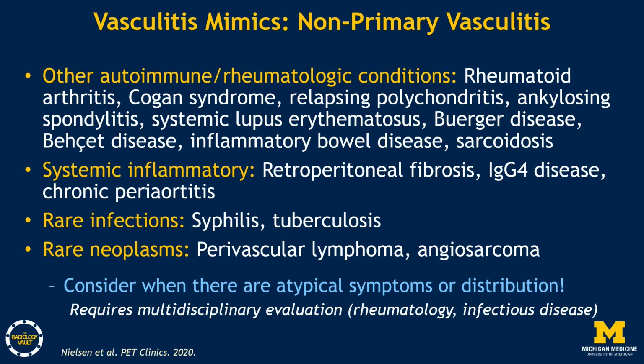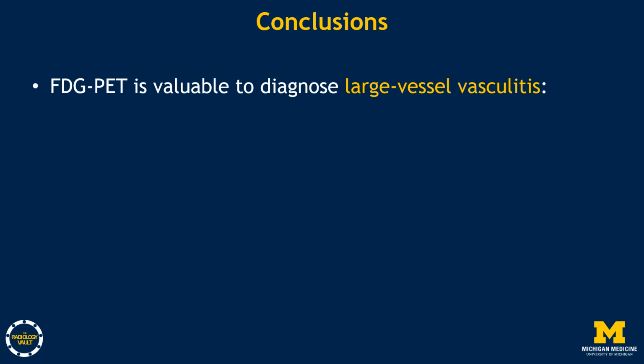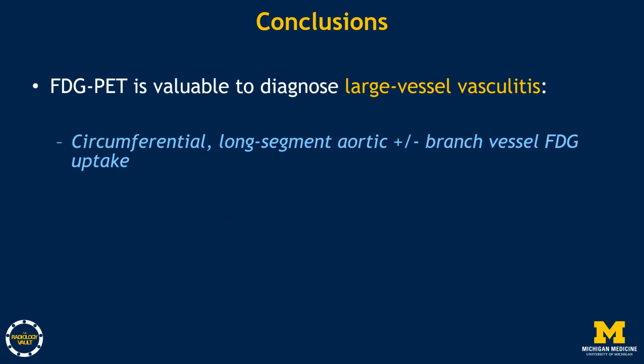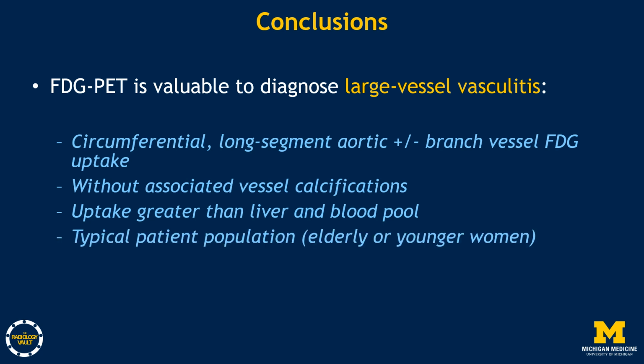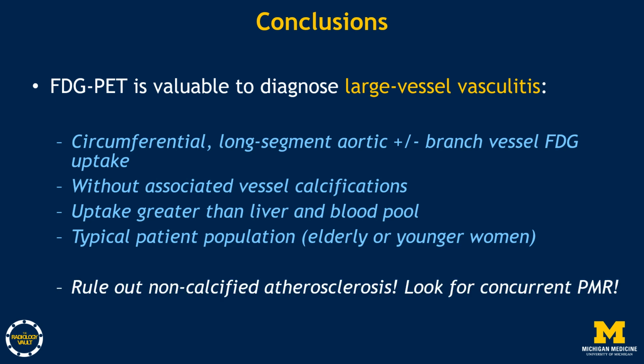You might need tissue. So in conclusion, FDG-PET is useful to diagnose large vessel vasculitis. You look for circumferential long segment aortic and branch vessel FDG uptake. You should not have associated atherosclerotic calcifications. Uptake should be greater than the liver and the blood pool. You should have a typical patient population, typically an elderly patient or a younger woman. Always look for non-calcified atherosclerosis on any prior CTA you might have, and always look for concurrent polymyalgia rheumatica if you think you might have GCA.